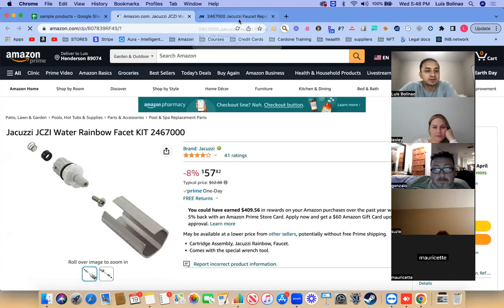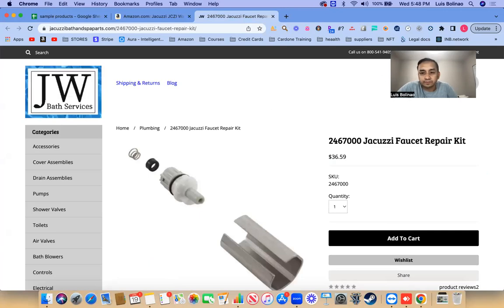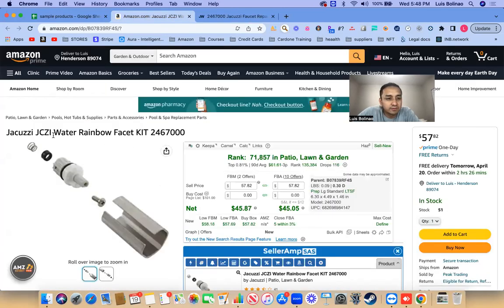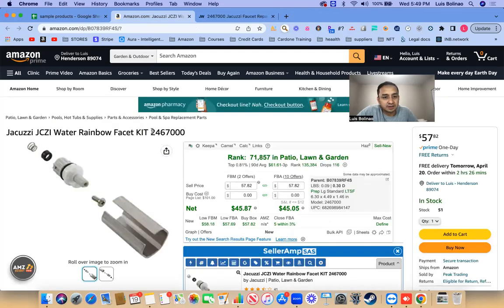Jacuzzi faucet. Okay, so Jacuzzi. Faucet kit, 2467000. Oh yeah, it is. So if you guys look here, it's the same item number. So 2467000, right?